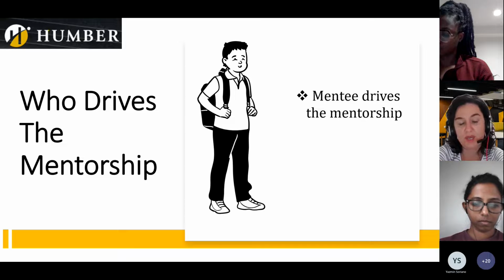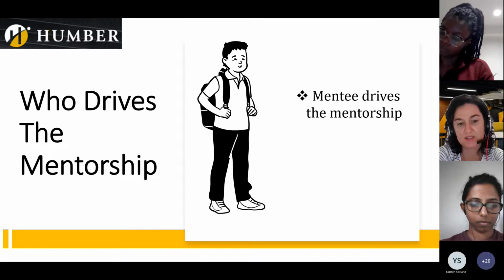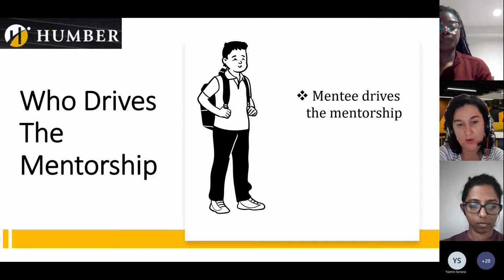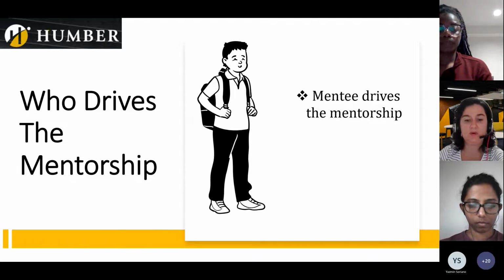The success of the mentorship depends on the mentee's proactive interest, the ability of the mentee to connect with the mentor, to come prepared, to ask the right questions, to request feedback, and finally, the ability to apply what has been learned in a demonstrative way.